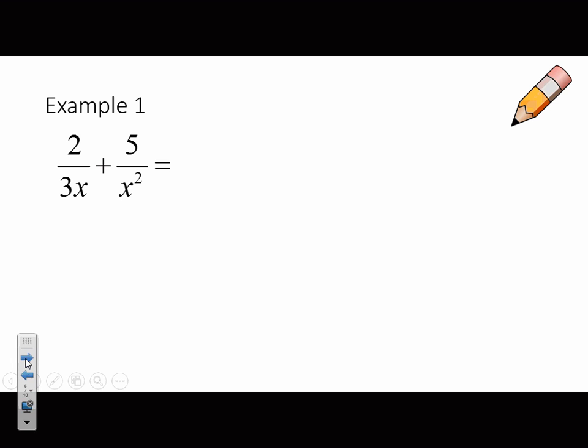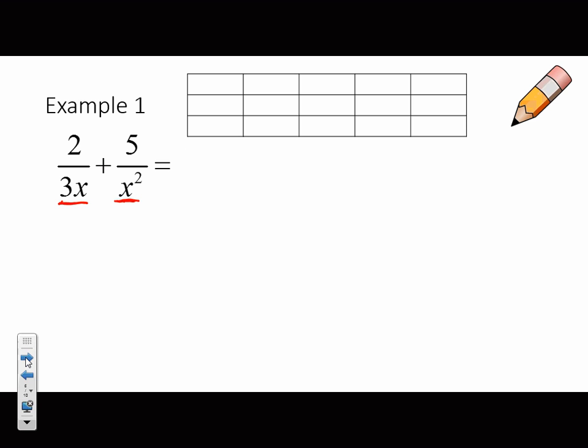All right, here's example number 1. If we look at example number 1, we'll notice that our denominators are not the same, but they also can't be factored. So that means we get to move on to our next step. You're going to want to make a table that looks something like this. We're going to put our first denominator right here. So we have 3x, 3 times x. And then we're going to put our second denominator over here. x squared, remember, ladies and gentlemen, means x times x. So that's how I'm going to write it, x times x.